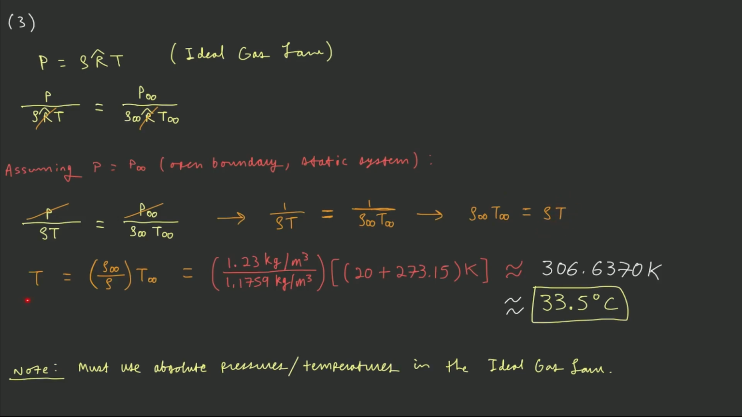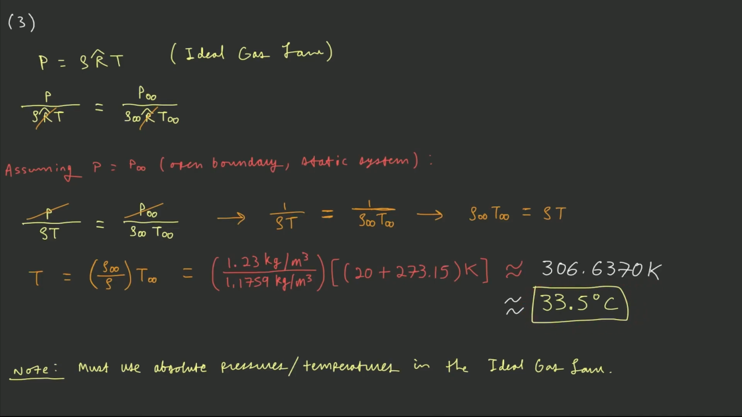So solving for T, you can see that T is equal to the quantity rho infinity over rho times T infinity. Plugging in our knowns here and remembering that with the ideal gas law, we must use absolute temperature, so we don't just use the 20 degrees C, we use 20 plus 273.15 to convert this temperature to Kelvin. We can see that the temperature T required for the hot air balloon to have liftoff is 306.6370 Kelvin, or in other words, approximately 33.5 degrees Celsius.